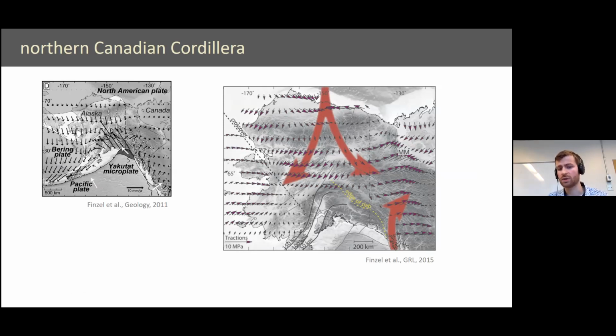And we would have some southward motion from Alaska that will be deflected around the Aleutian subduction zone, the Yakutat subduction zone here, toward the northeast and toward the Mackenzie Mountains. That's another way to drive stress and deformation in northwestern Canada.